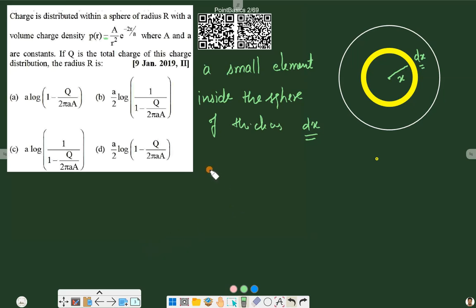So dV will be its area. Area will be the spherical surface area, that will be 4 pi x square, into its thickness, and thickness we already know, that is dx. So its volume is area times thickness. Area is 4 pi x square into thickness dx.